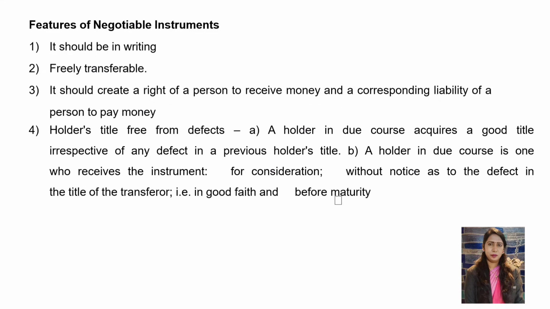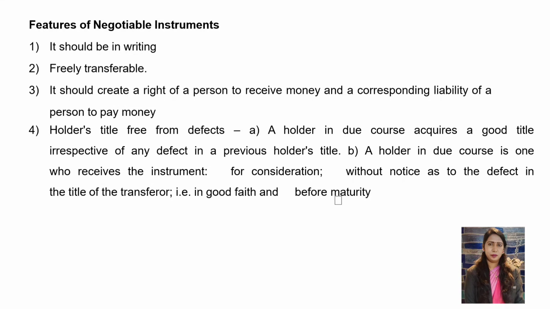Features of negotiable instrument. It should be in writing and freely transferable. It should create a right of a person to receive money and a corresponding liability of a person to pay money. Holder's title is free from defects. A holder in due course acquires a good title irrespective of any defect in a previous holder's title.